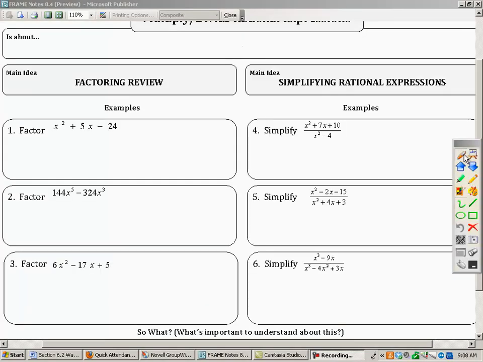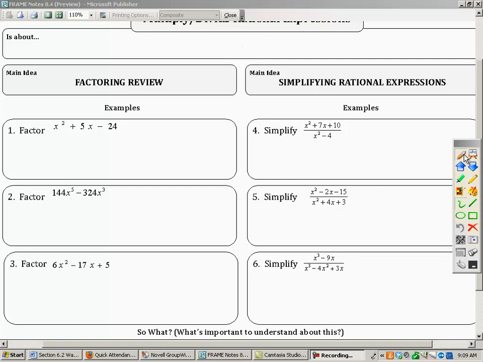Welcome to section 8.4. We're dealing with multiplying and dividing rational expressions. Don't forget, a rational expression is a fraction as we go through. And the most important thing about section 8.4 is that we're going to factor. And we just spent the day before factoring different things. And so we'll work on a few factoring review questions before we start.